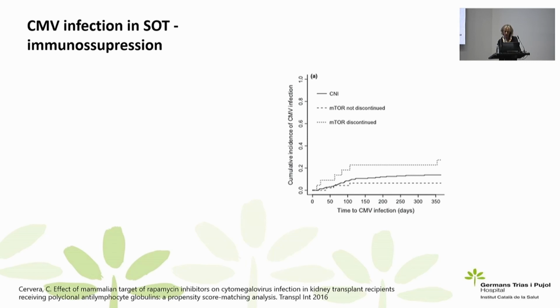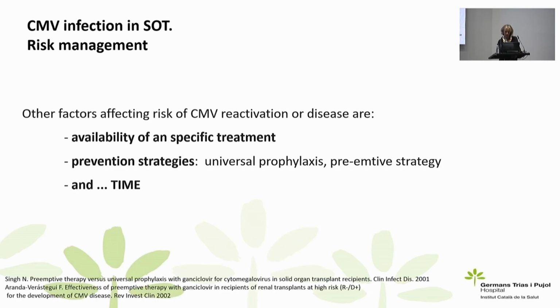And as you can see here, the mTOR group is the one who has the lowest incidence of CMV. Other factors that affect the development of infection after transplant are the availability of a specific treatment, the strategies that we do to protect the patient, universal prophylaxis or preemptive strategy, and time.